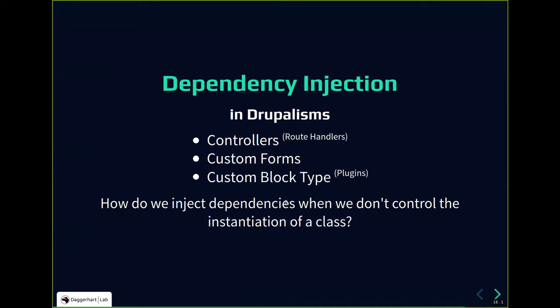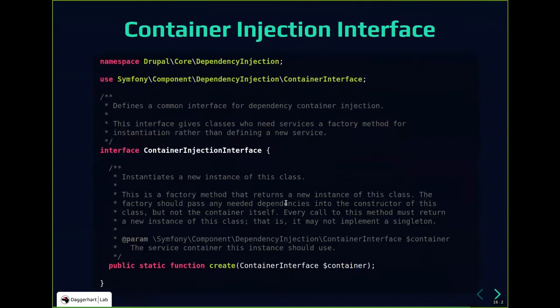So let's start with the easiest, which is actually, let's start with the concept. Luckily there is a concept that solves this for us. There's an interface available as part of the Symfony dependency injection component called ContainerInjectionInterface. What this interface says is that any class implementing it must define a factory method named create.